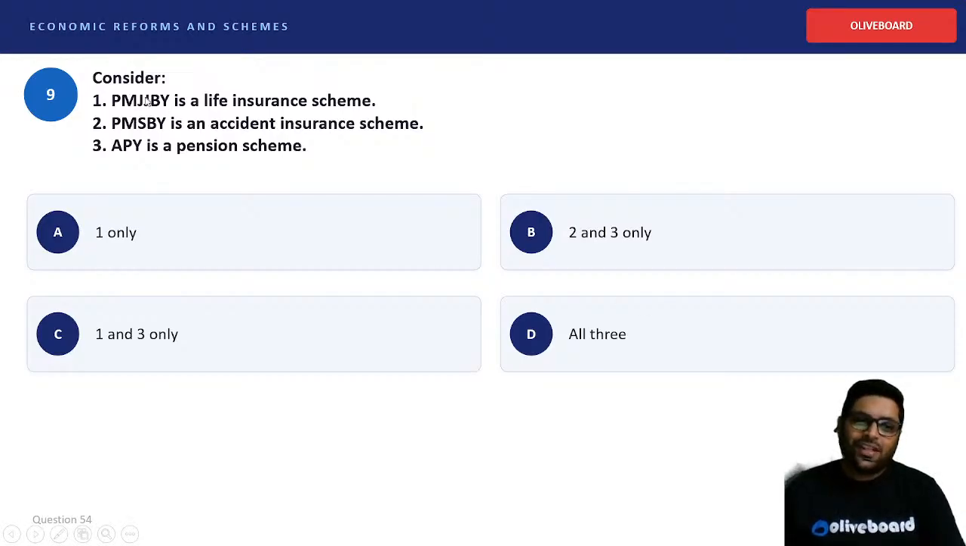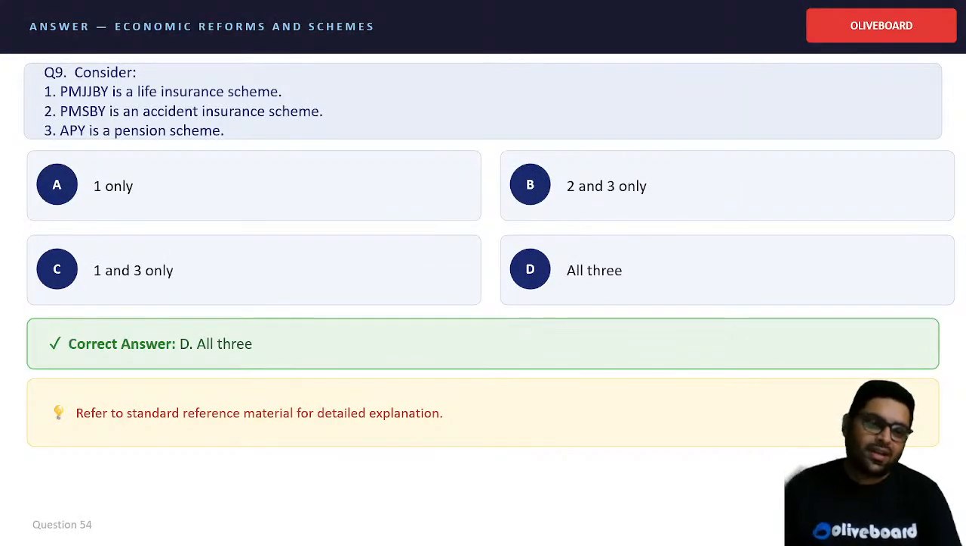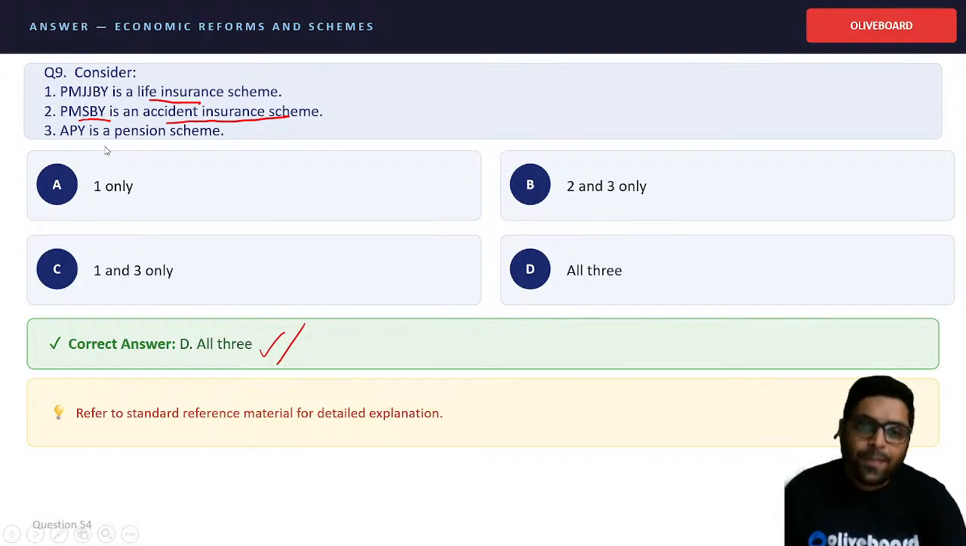PMJJBY, I won't say the full form, otherwise you can answer it, is a life insurance scheme. Okay, Jeevan Jyoti, I'll say. Jeevan Jyoti Bima Yojana. PMSBY is an accident insurance scheme, Suraksha Bima, and Atal Pension Yojana. Which of the following statements is correct? All of them are correct, right? Pradhan Mantri Jeevan Jyoti Bima Yojana is a life insurance scheme. Pradhan Mantri Suraksha Bima Yojana is an accidental insurance scheme. So there are two types of insurance, life insurance and accidental insurance. And Atal Pension Yojana is for retirement and pension.